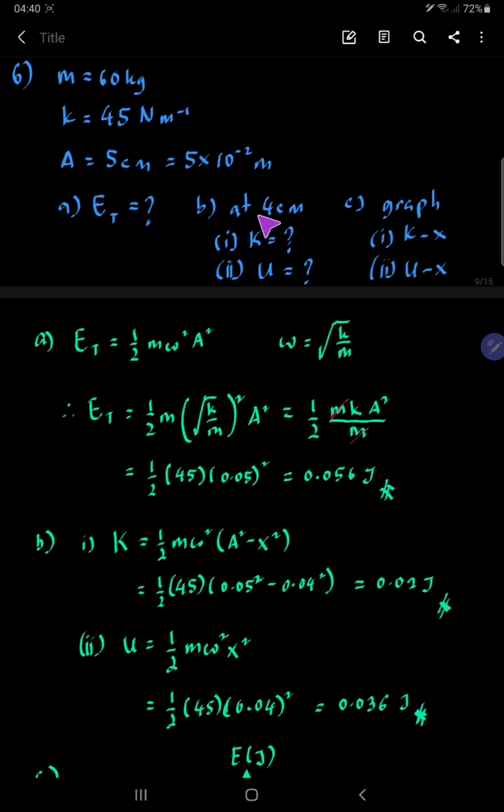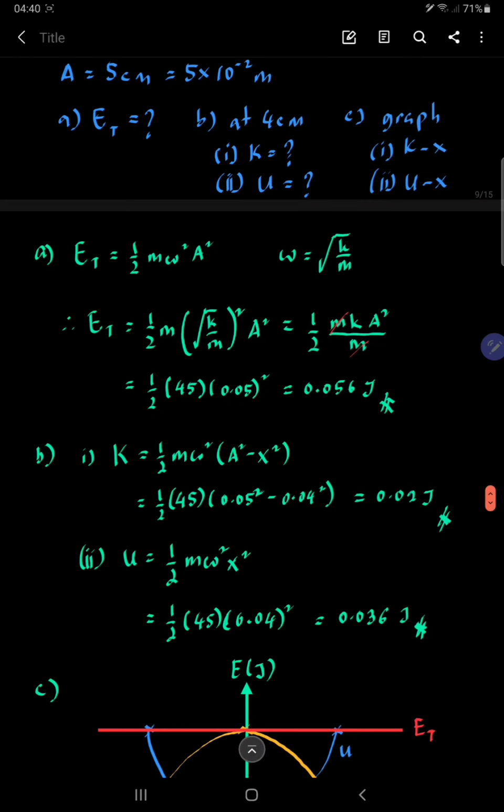Now they ask you to find the kinetic energy and the potential energy at 4 centimeter displacement. For the kinetic energy, we just use the equation directly, which is half m omega squared (A squared minus x squared). Then we substitute all the values. Don't forget that m omega squared still equals k. A given is 0.05 and x is 0.04, then you will get the kinetic energy at 4 centimeter displacement is 0.02 joules.